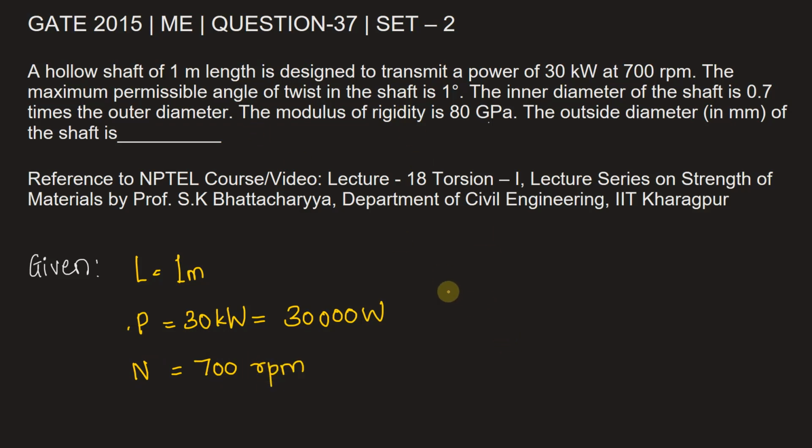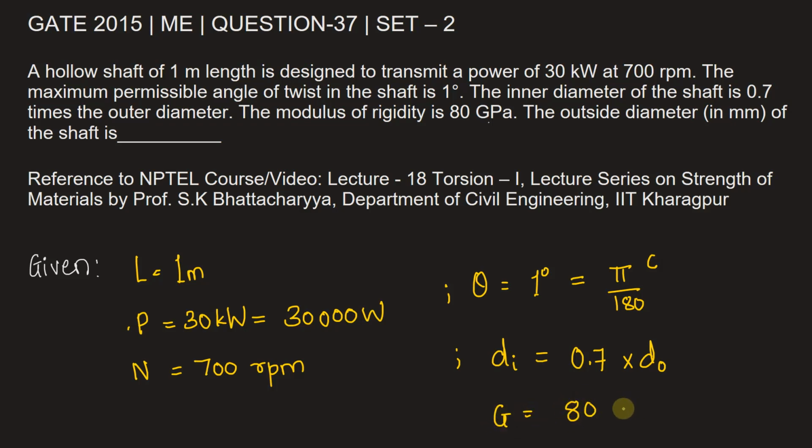Maximum permissible angle of twist, theta, is given to be 1 degree. This will have to be used in the unit radians. So we'll convert this into radian. This will be pi by 180 radians. Inner diameter of the shaft, di, is given equal to 0.7 times the outer diameter, do. Modulus of rigidity G is also given 80 gigapascal. And gigapascal can be converted to SI unit pascal by multiplying it with 10 to the power 9. So we'll get the unit in pascal. Let's find out the outside diameter now.